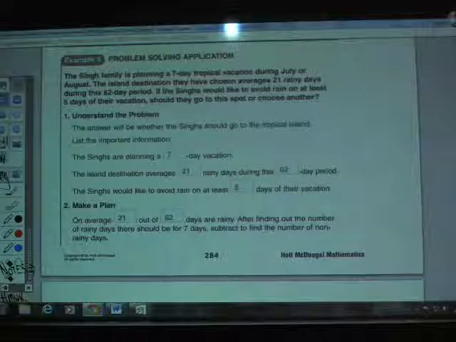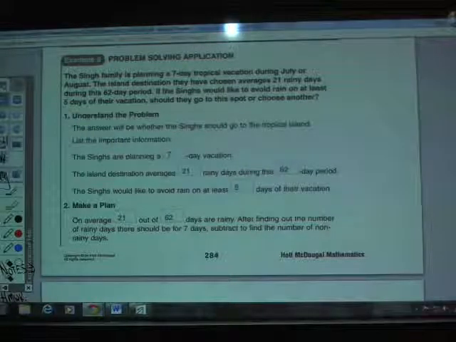So let's look at what we've got here. Important information. They're going to plan a 7-day vacation.